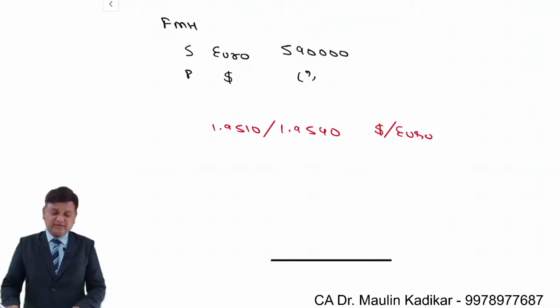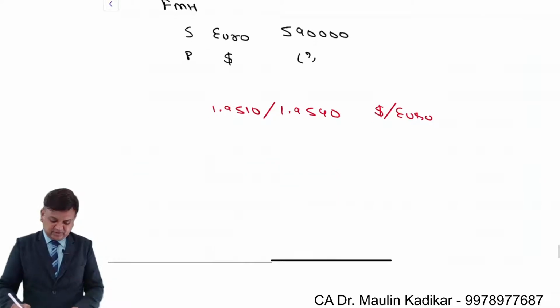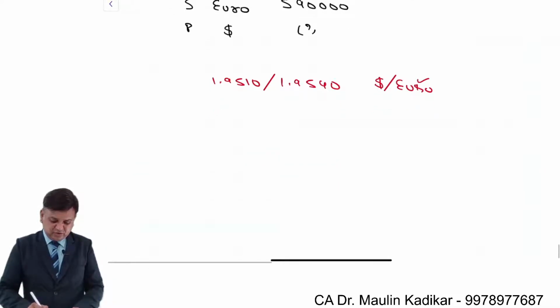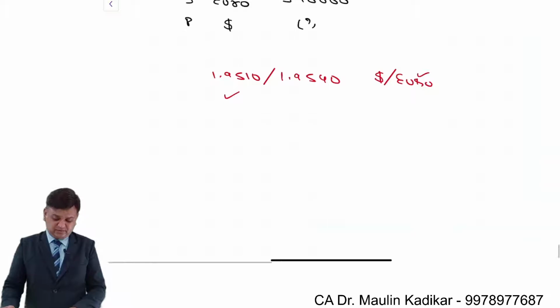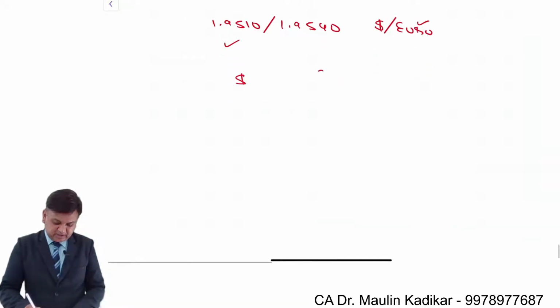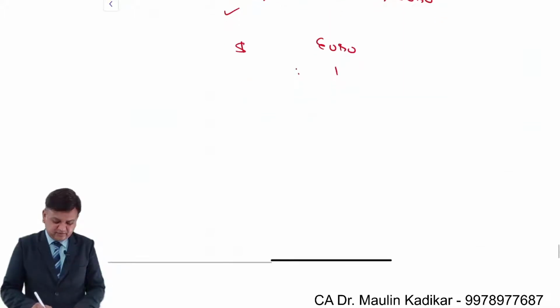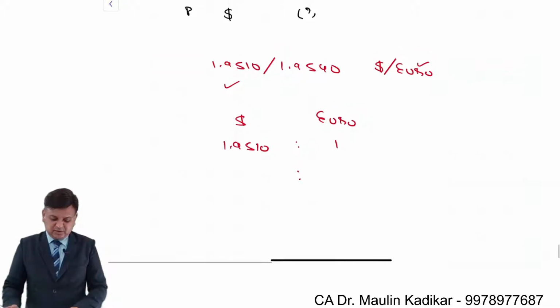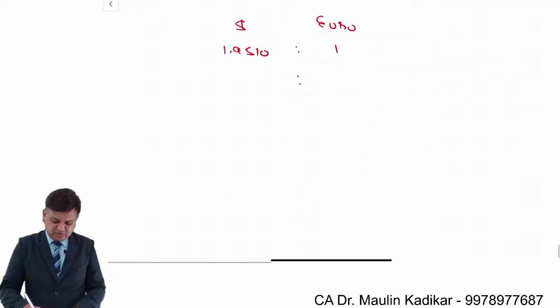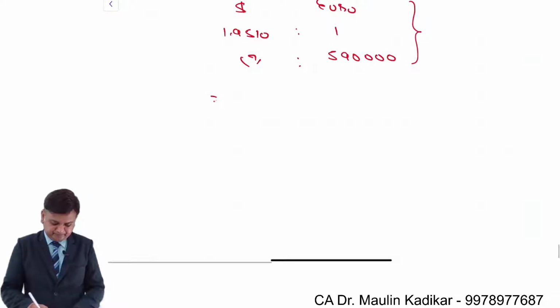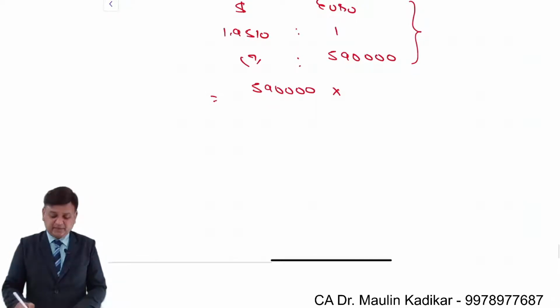The forward contract is sell of euro and purchase of dollar. So for every 1 euro, you will get less amount of dollar. So it is dollar and euro. For 1 euro, you will get 1.9510, the lesser amount of dollar. You are going to receive 5,90,000 euro. So that is equal to this amount of dollar: 5,90,000 into 1.9510.